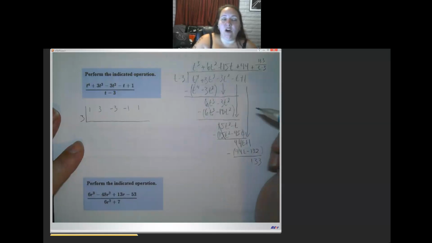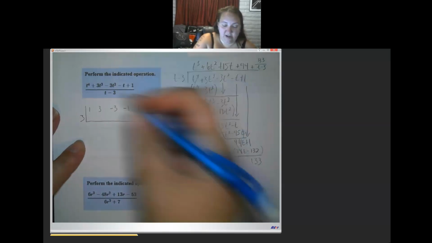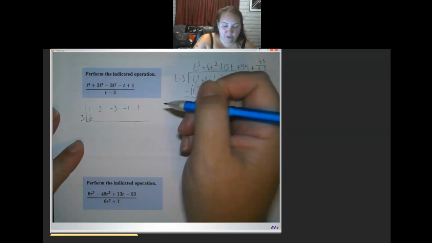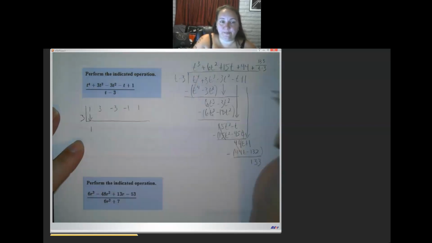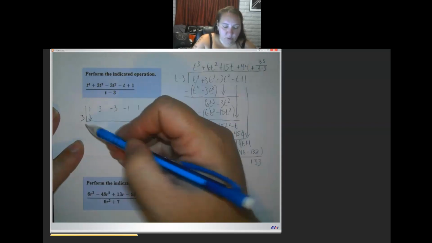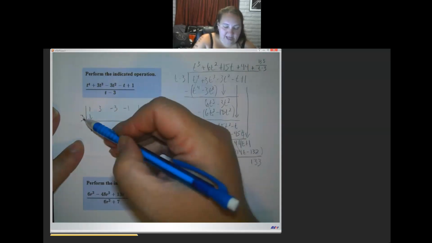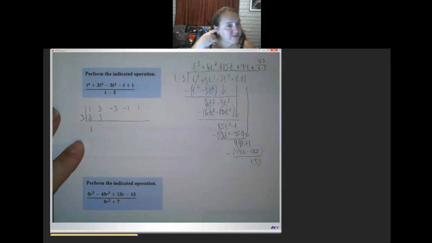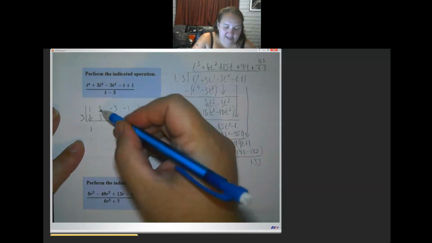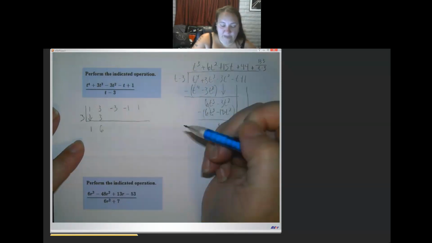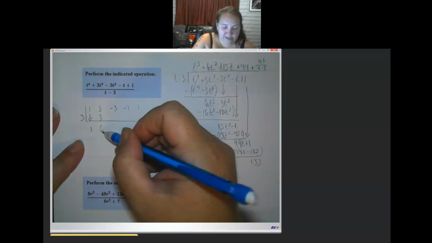And now we're not going to do any division. Synthetic division is all multiplication and addition. So the first thing we do is bring down our first term. Then we take whatever is down here and we multiply it. So what is 1 times 3? That is 3. And that's what goes up here. And then we add the column. 3 plus 3 is 6. Then we multiply what is down here with what is out here. 6 times 3 is 18.